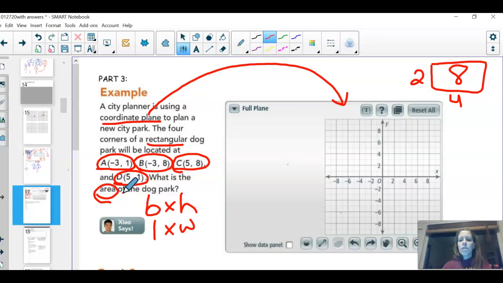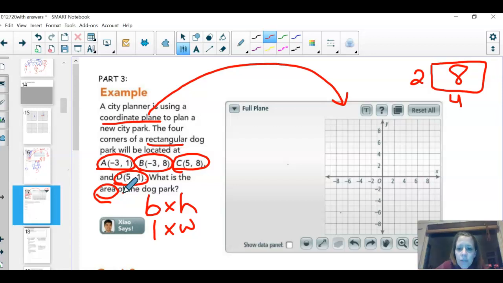Okay, so first thing, pause the video and put the points on the graph. Okay, tú necesitas pausar el video y necesitas dibujar los puntos a mi gráfico. Okay, and then go ahead and check your work.